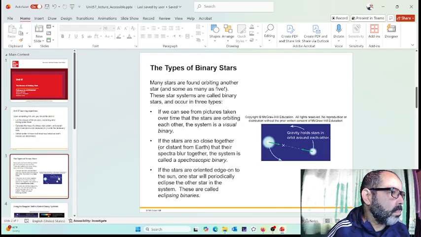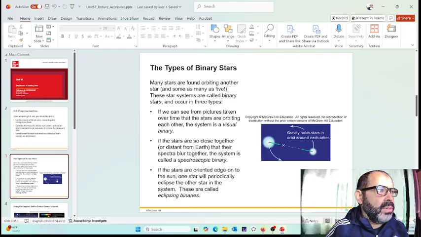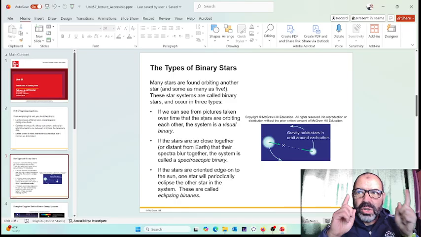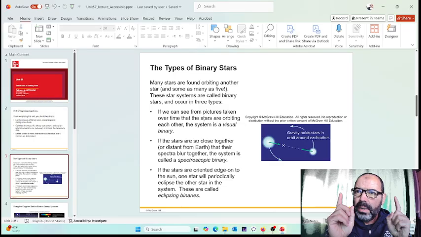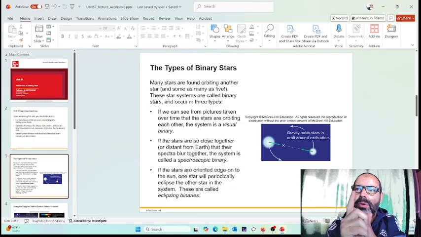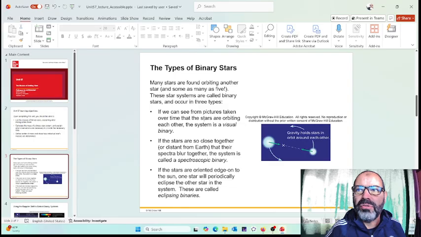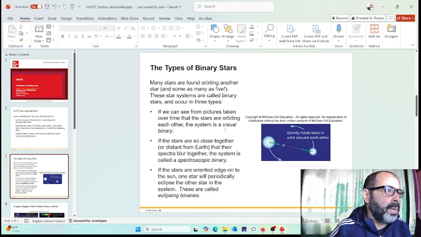So there are three kinds of binary star systems. There are the ones where you can visually see the star moving, at least in an arc, and the other one moving in an arc correspondingly, and they're close to one another. So this is called the visual binary system.